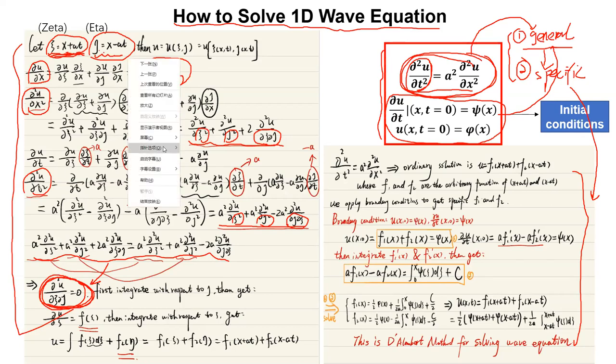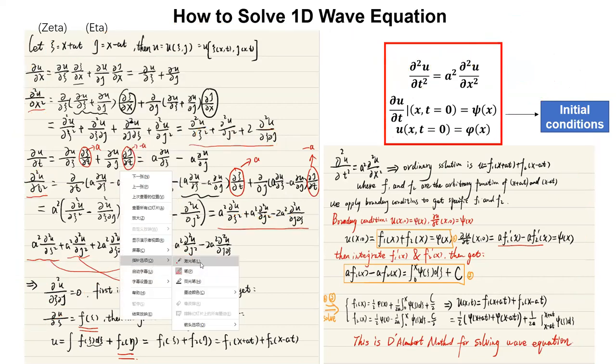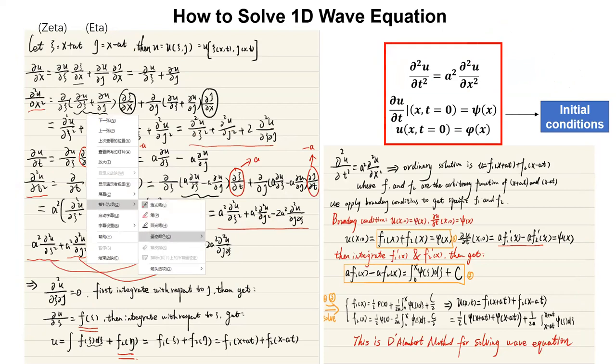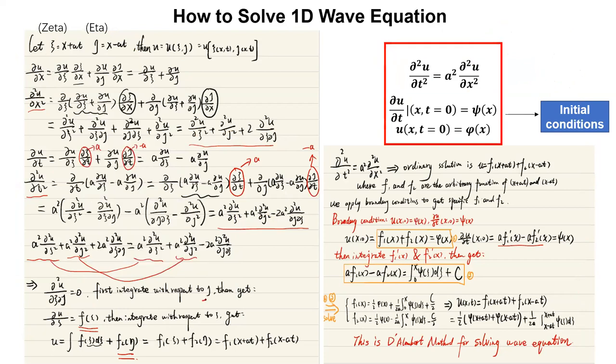The first is that you can integrate with respect to eta. You can get this one. If you don't know why, you can take an inverse differentiation to see if it is correct. Because we take differentiation with respect to eta, this variable is related to zeta and is not related to eta, so it will become zero. So this is correct.